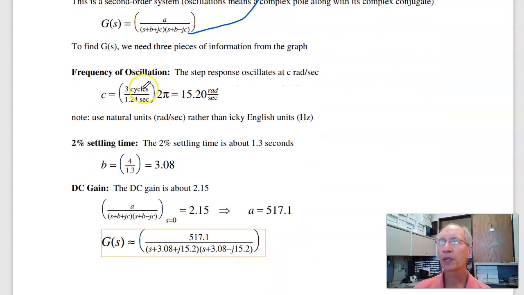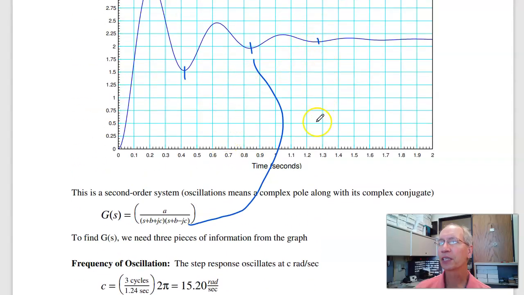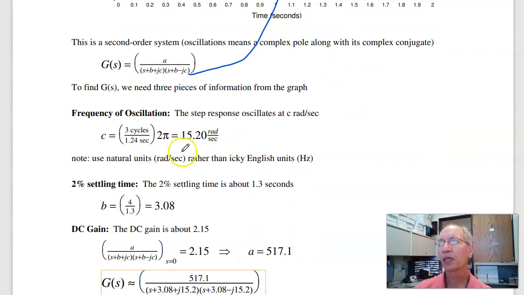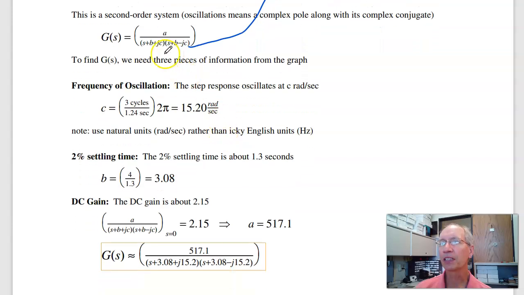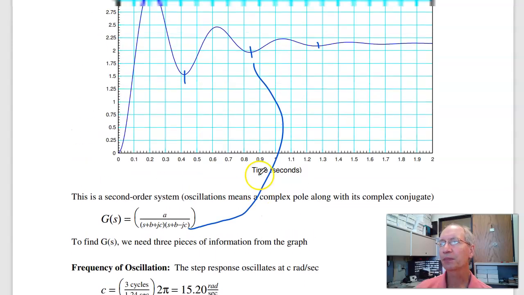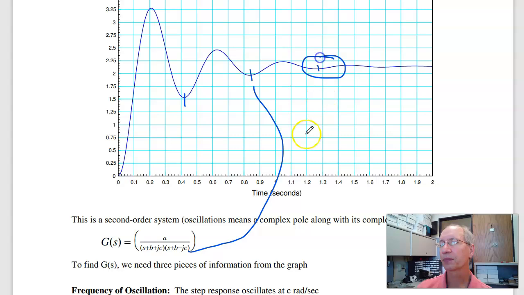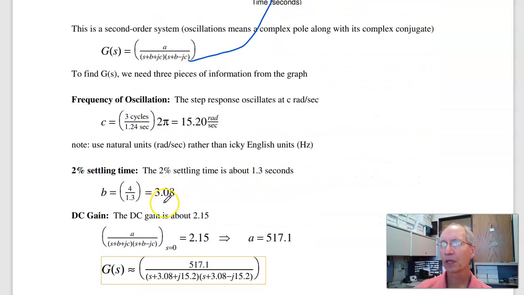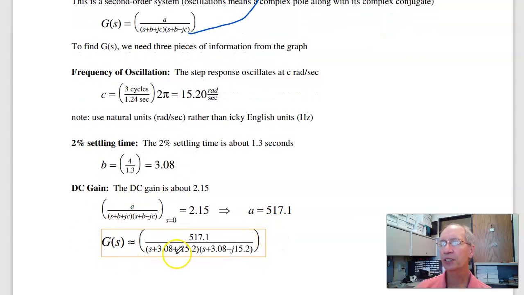So to get the complex part, I've got 3 cycles and 1.24 seconds. Here's 3 cycles, 1.24. Gives me 15.2 radians per second. That's C. The real part tells me the settling time. About 1.3 second settling time. Yeah, somewhere around here. 4 over that is the real part, 3.08. Pick A to make the DC gain 2.15. So here's G of s. And that's homework set number 4 for ECE 461.